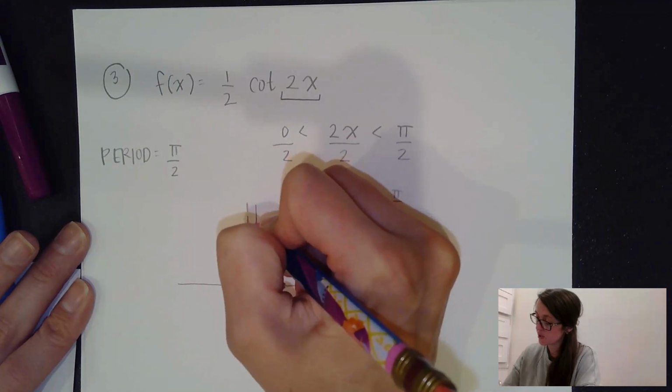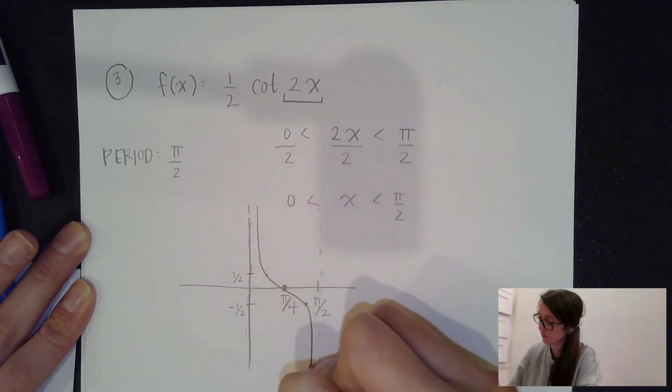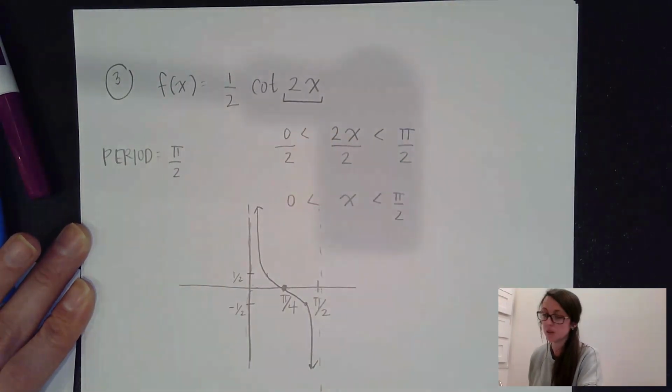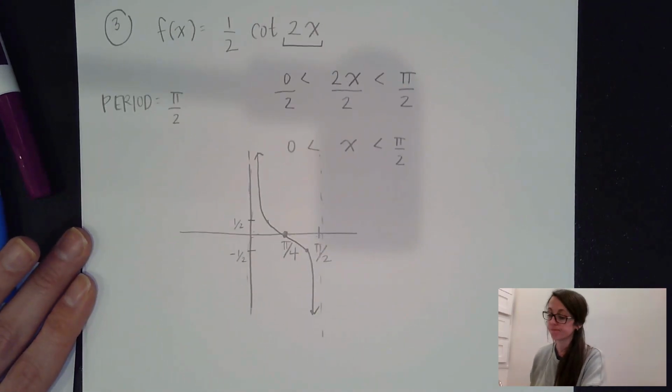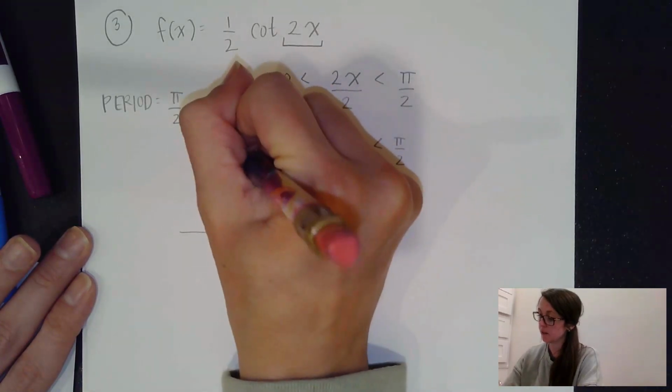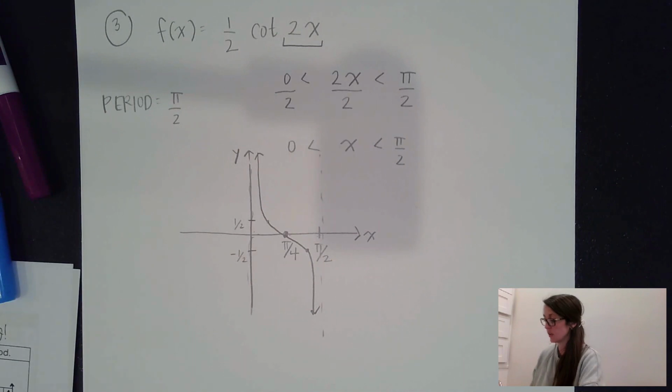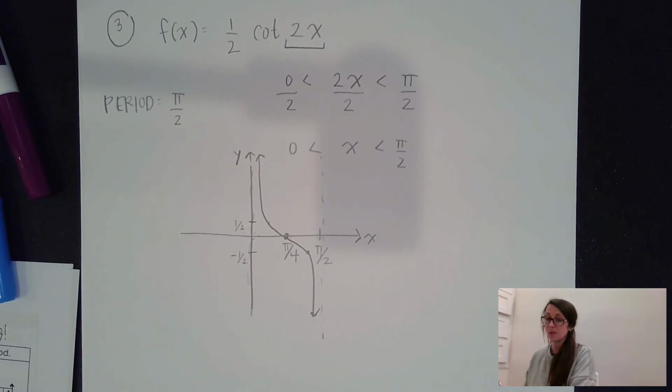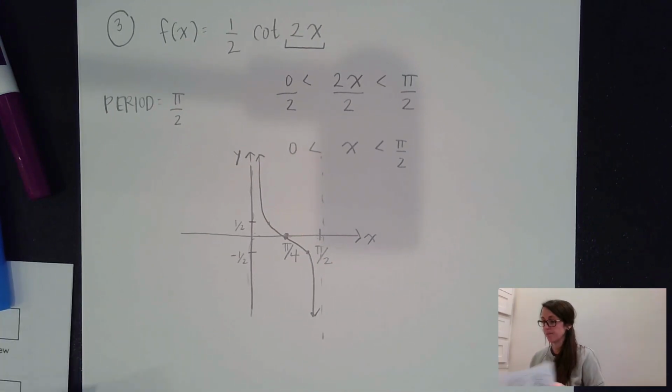And remember, cotangent decreases throughout here. So this is what cotangent would look like. When I'm asking you to graph this, this is what I am looking for, just to make sure that you can graph all of the aspects of it.